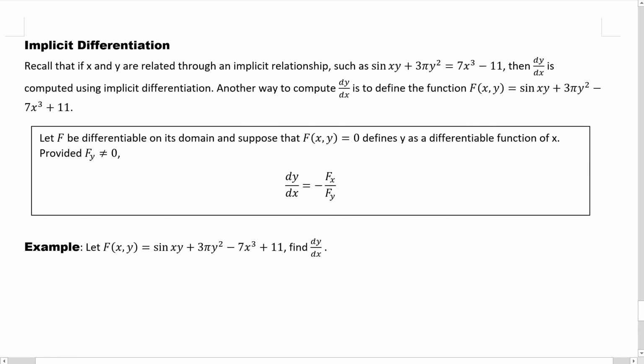Implicit differentiation. We recall that x and y may be related through an implicit relation, such as sine xy plus 3 pi y squared equals 7x cubed minus 11. So you cannot solve for y in terms of x, or for x in terms of y. Then dy/dx is computed using implicit differentiation.